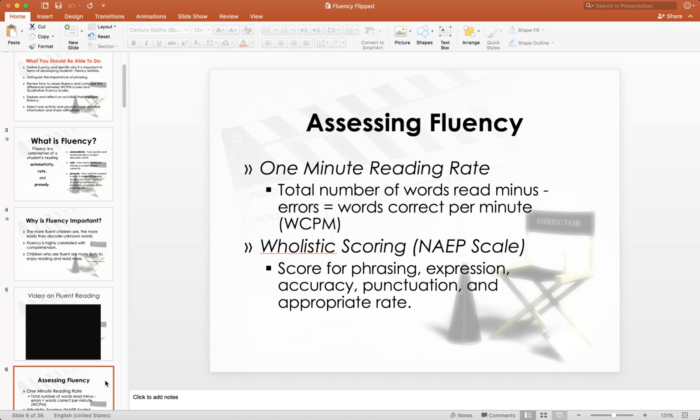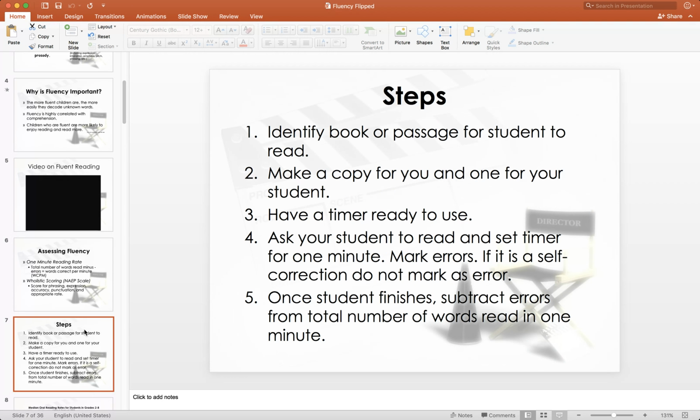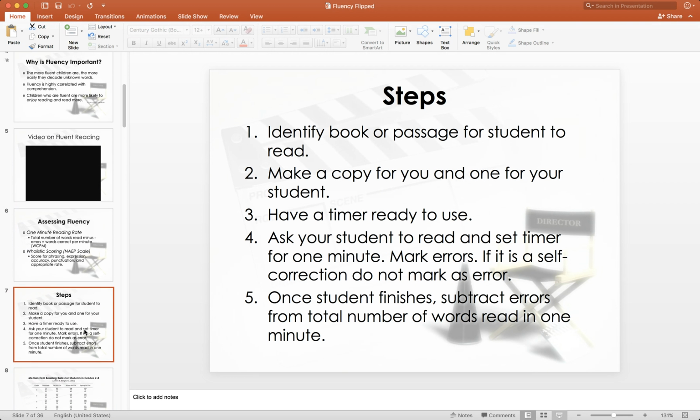And then we can also simply listen to the child read, and we can do holistic scoring. So we can score for phrasing, expression, accuracy, punctuation, and appropriate rate. So let's look at the steps to assessing a child.